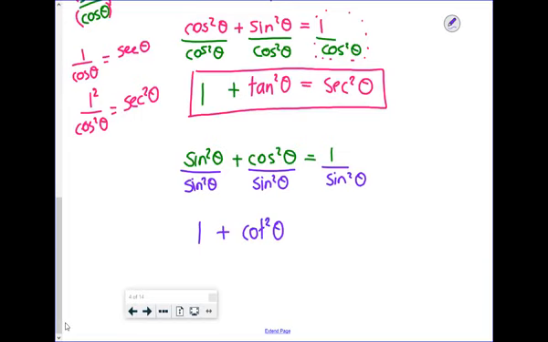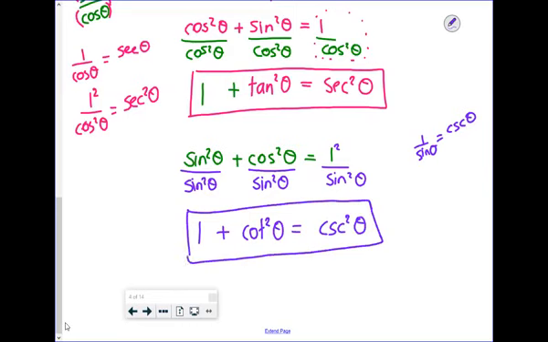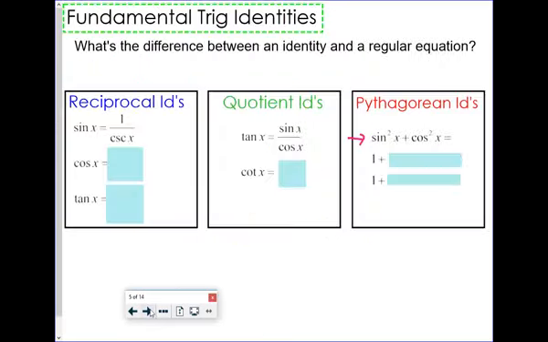And sine is the reciprocal of cosecant. So 1 over sine squared, that's like 1 squared. 1 and 1 squared are the same thing. That's like cosecant squared. That is our third Pythagorean identity. Okay? So here we have those two we just came up with.